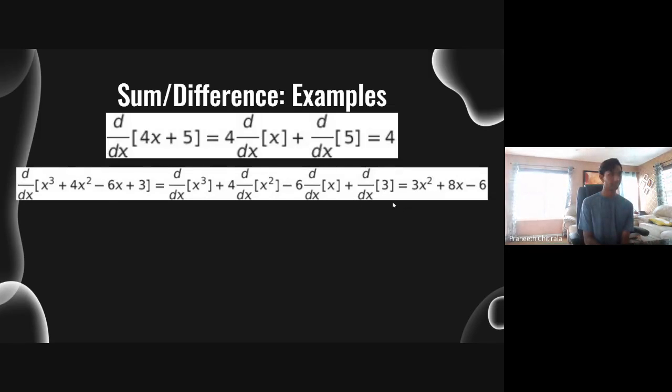The derivative of the constant function is 0. The derivative of x is just 1. The derivative of x squared is 2 times x. And the derivative of x cubed is 3x squared. And then all of that will get you 3x squared plus 8x minus 6.